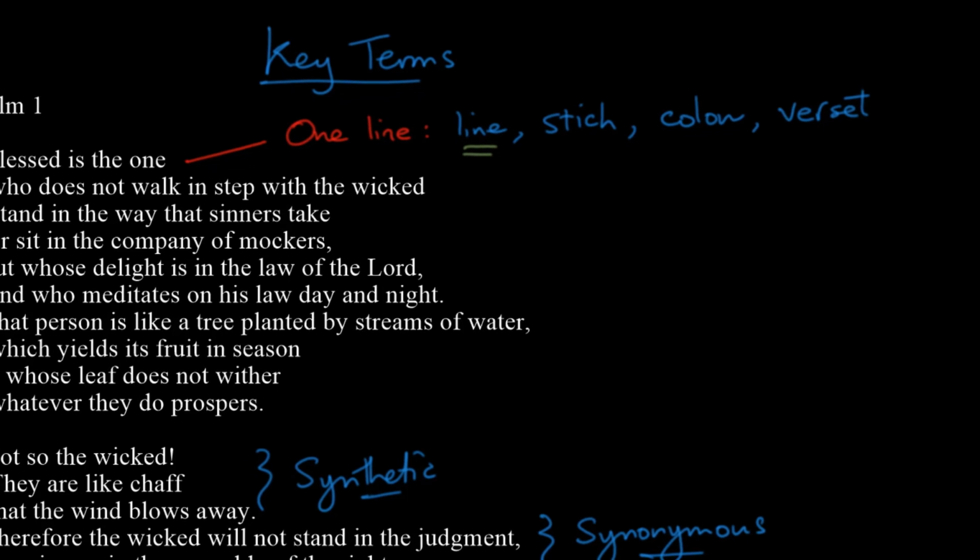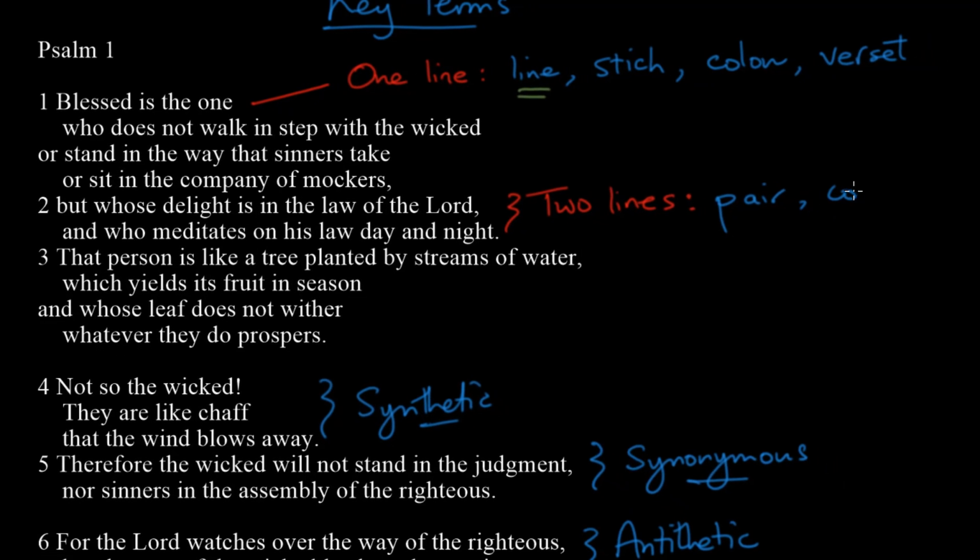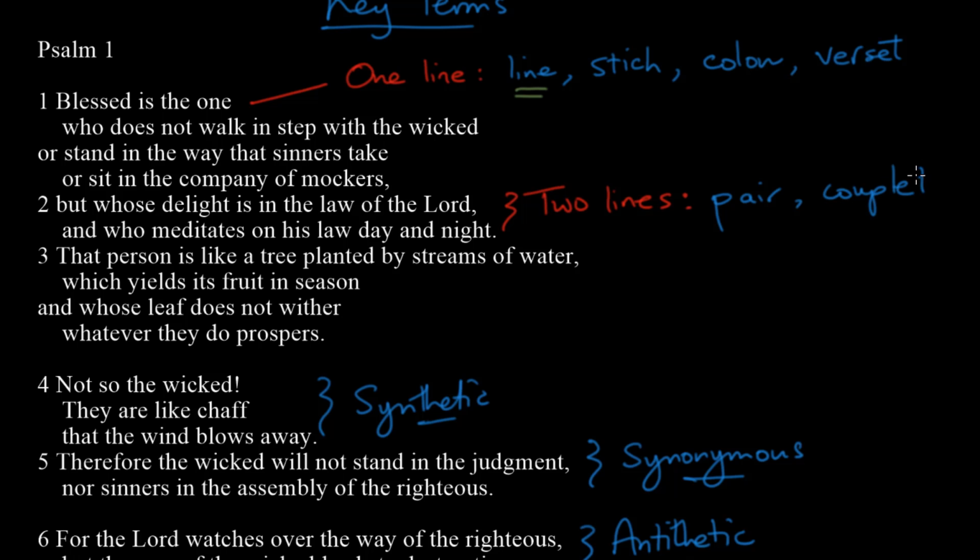Then, if we want to talk about two lines that form a parallel unit, so two lines specifically, which could of course be synonymous or synthetic or antithetic, then we can use different terms for this too. And one of these terms is simply a pair of lines, a pair. We can also call it a couplet. That sounds a bit old-fashioned and might remind you more of Shakespeare, which is not super helpful here.